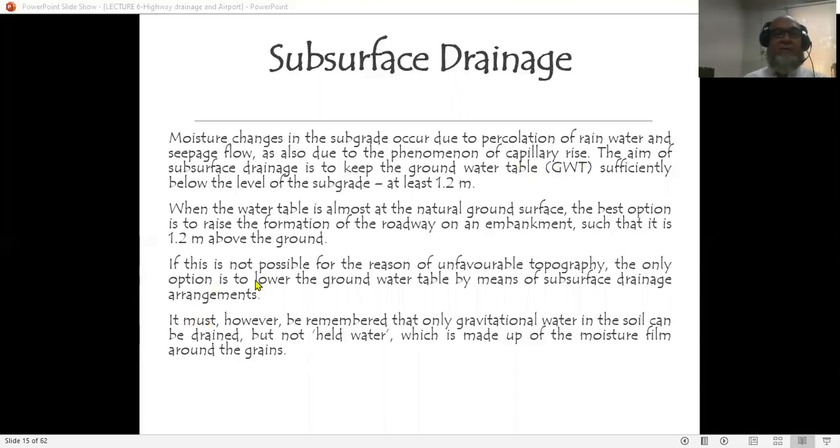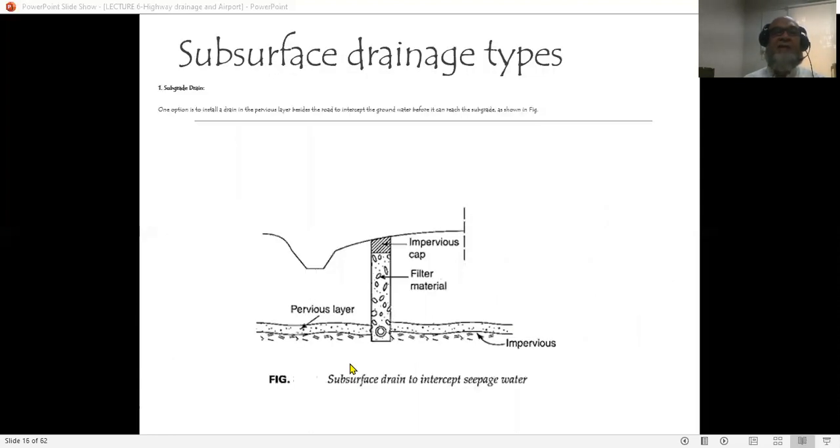Now, if this is not possible because of unfavorable topography, the only option is to lower the groundwater by means of a subsurface drainage arrangement. It must, however, be remembered that only gravitational water in the soil can be drained, but not held water, which is made up of the moisture film around the root. This is one typical example of a subsurface drainage type.